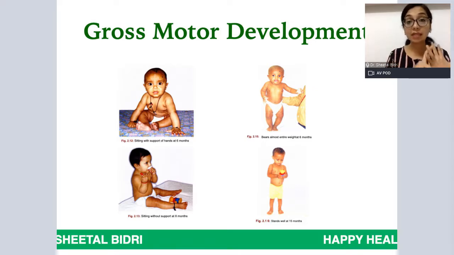Then when did the child sit by himself? When did he stand by himself, and with support, without support? And when did he start walking without support also? So it's very easy to remember. It's easy to ask them, by the first birthday, did your child walk? By the first birthday, did the child stand by himself? So that can be done.